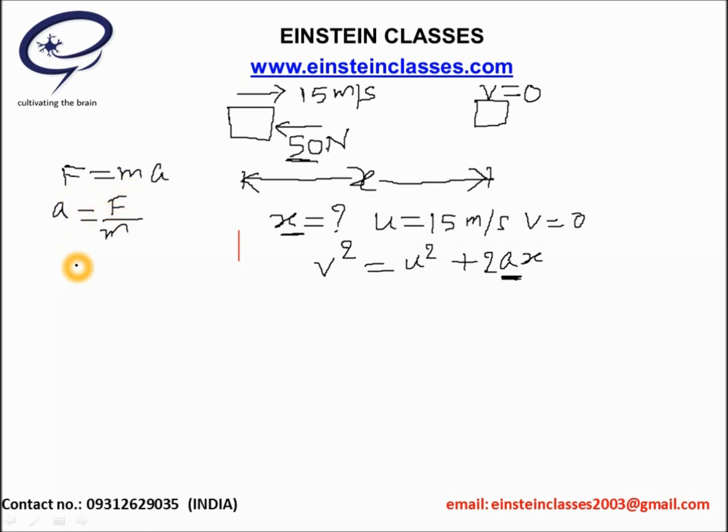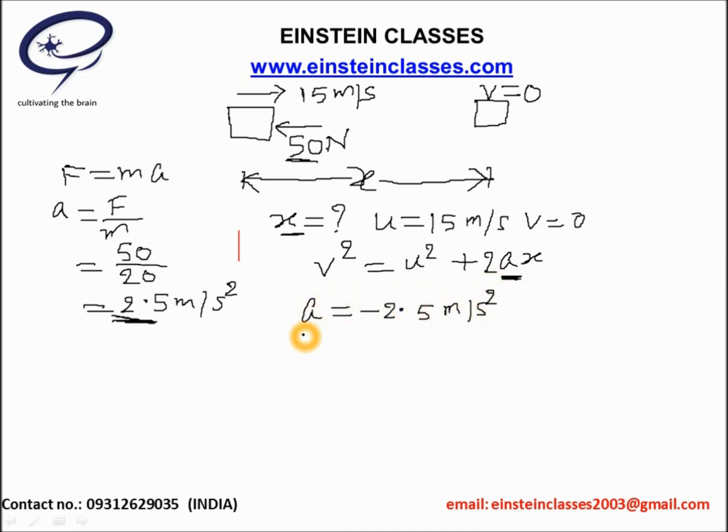As the retarding force is 50 Newton and the mass of the block is 20 kg, the magnitude of acceleration will come out as 2.5 meter per second square. But this a will be negative because the velocity of the block we have taken as positive. Hence, the value of a will be minus 2.5 meter per second square.